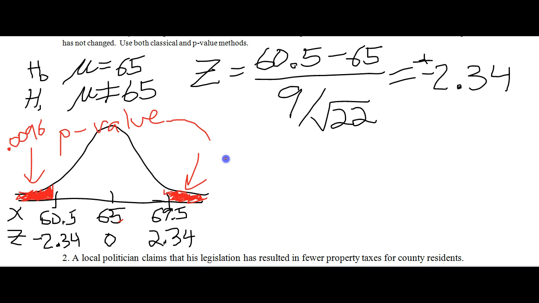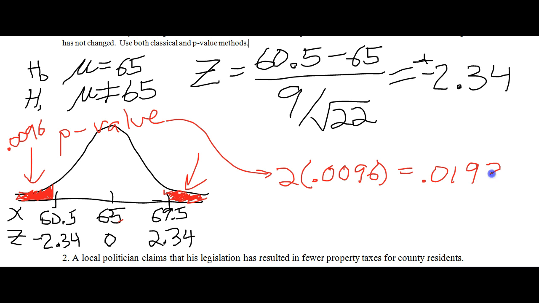So the actual p-value is going to be 2 times 0.0096, and that's going to result in 0.0193. I'm rounding up, so it's not going to be exactly double, but 0.0193, and that is our answer. That is our p-value.